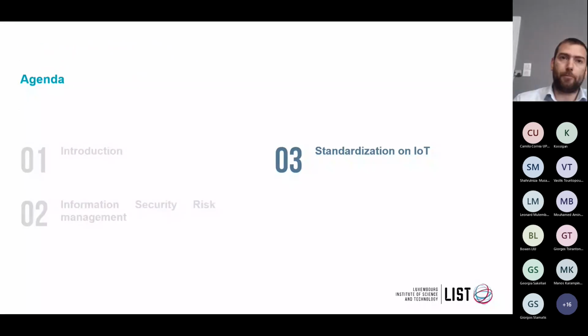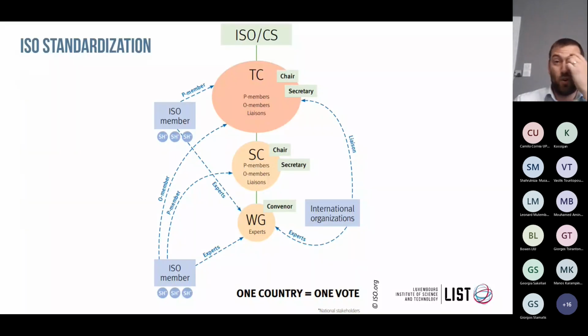So now let's switch to the standardization on IoT. You have here a quite complex diagram, and it's not relevant to explain it in detail. This diagram explains the general organization of the ISO standardization. You have technical committees, subcommittees, working groups, participative members, observatory members, and so on. But it's not really relevant here.